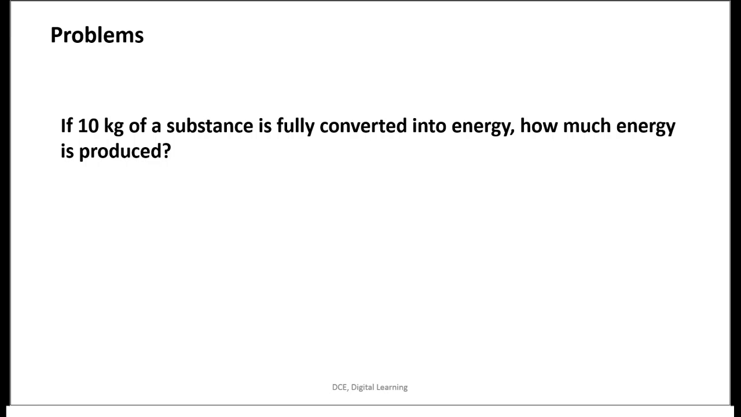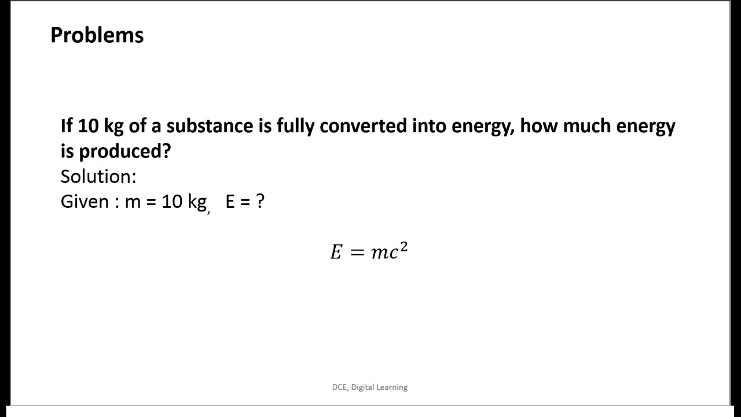If 10 kg of substance is fully converted into energy, how much energy is produced? So here we are given a mass m equal to 10 kg. We are not considering the rest mass and relativistic mass, we are just considering the mass of the particle. m is equal to 10 kg, and we need to find the energy of the particle.